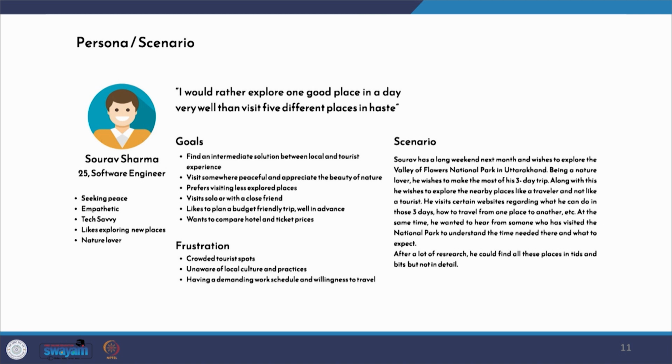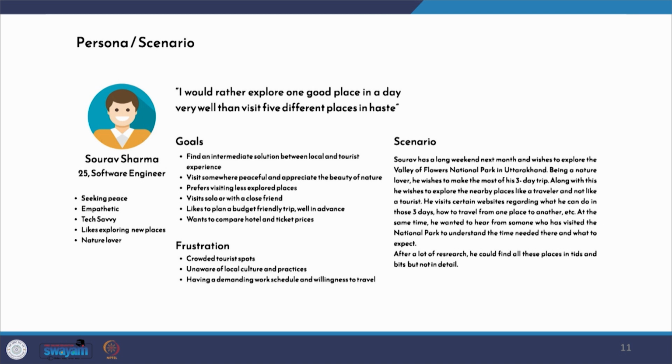So now since we have the problem statement, we know the pain points, we know what we are wanting to offer, now we are creating a persona. We have seen in the previous lectures that persona is a fictitious character, and here Saurav Sharma, who is a 25-year-old software engineer, this persona has been created.